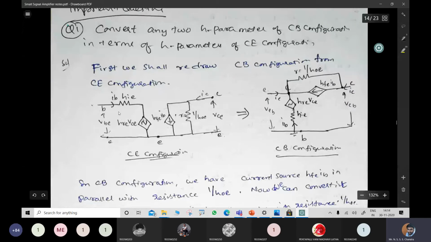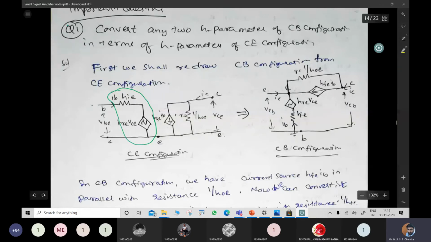Now tell me, what are the elements you are seeing between your emitter and base terminal in the common emitter configuration? HIE, HRE, VCE. So you have a resistor HIE and you have a dependent voltage source HRE into VCE between your emitter and base. The same thing we are writing over here.